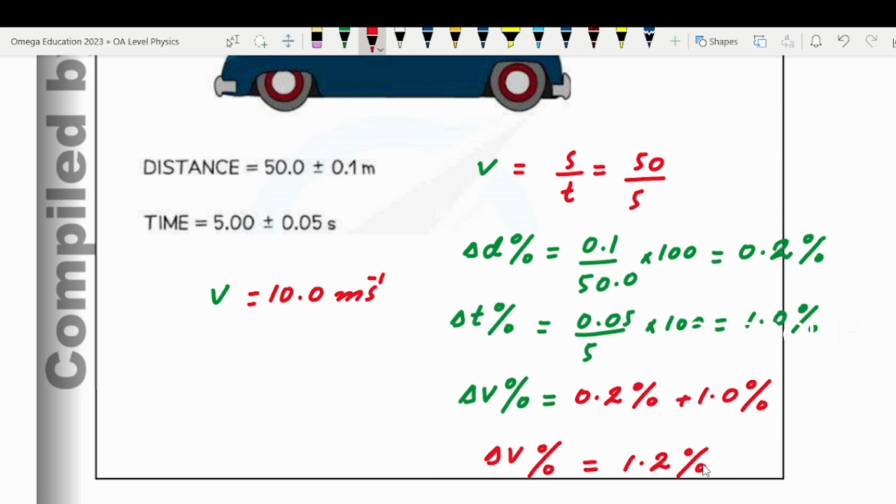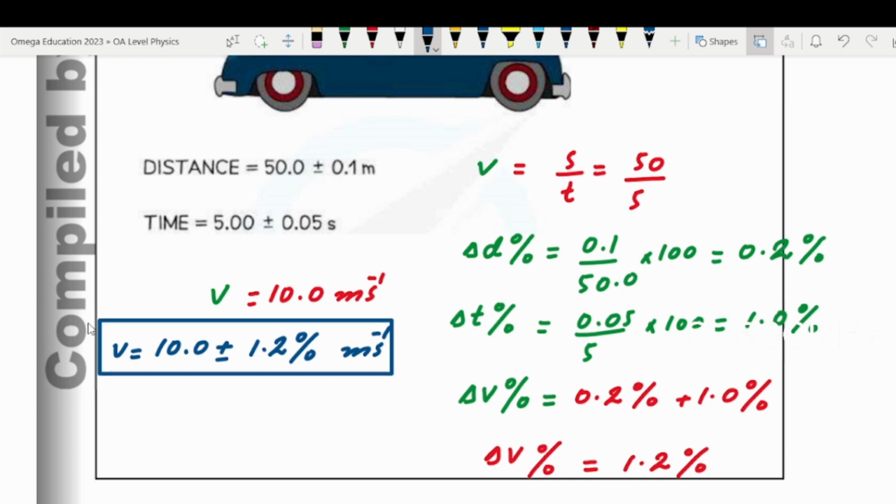Alright, now there are two different ways you can write the answer. Either you can write the answer as it is, which is the final value of speed equals 10.0 plus minus 1.2% meter per second. Alright, this is one of the ways you can write the final answer. The final answer is written with the percentage uncertainty.